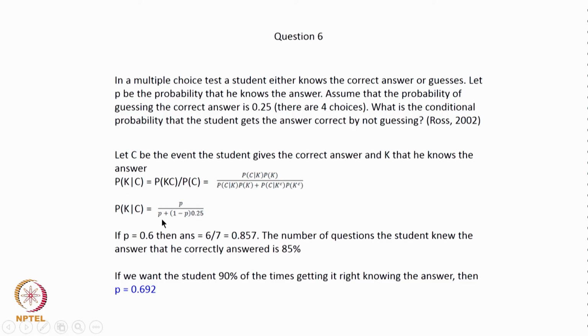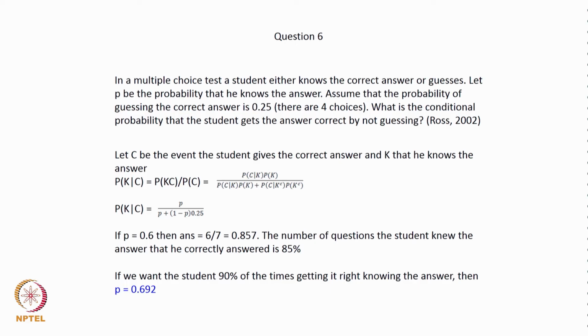So, the numerator is about knowing the correct answer, writing it and getting it with the probability of P. So, you could get the right answer either by knowing the right answer and giving it, or by not knowing the right answer and guessing it. So, knowing the right answer and giving it is P into 1, not knowing the right answer is 1 minus P, and guessing it and getting it right is multiplied by 0.25, therefore, P by P plus 1 minus P into 0.25.